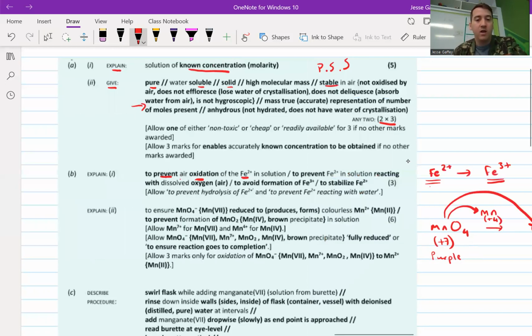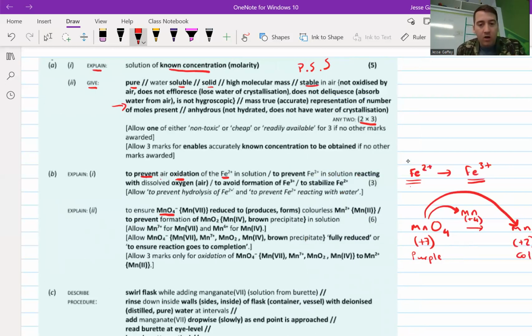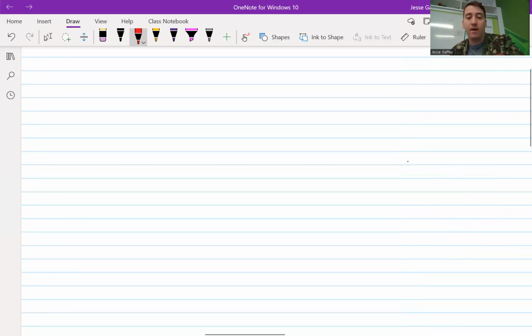Let's look at the answer here. To ensure MnO4- reduces to Mn2+, which is colorless. That's what we want to happen. Or you could have said to prevent the formation of MnO2, which is the Mn +4 oxidation state, a brown precipitate. So these are the reasons. Again, I explained that at the time, but you need to find a way to remember that now.